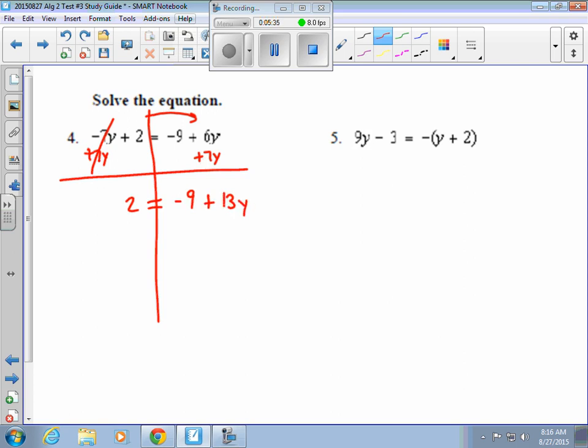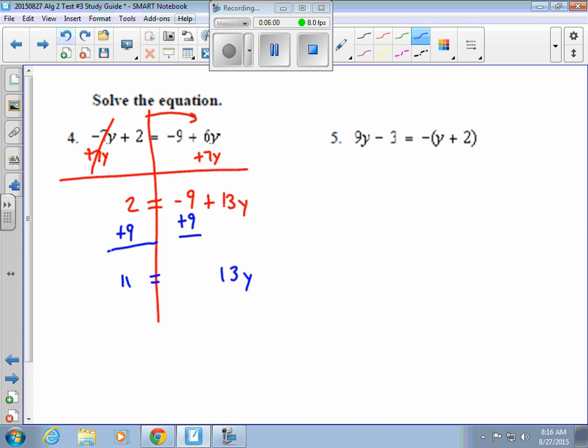Since we brought our y's to the right-hand side, bring your constant terms, the ones that don't have a variable, to the other side. In this case, it's negative 9. We want to bring that over to this side. In order to do that, we're going to undo that negative 9 or minus 9 by adding 9. If you add it there, add it here, 2 plus 9 is going to be 11. That cancels out, so we're left with 13y on the right.